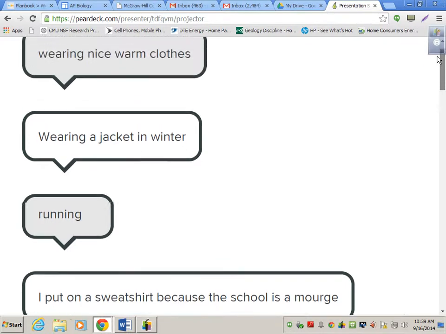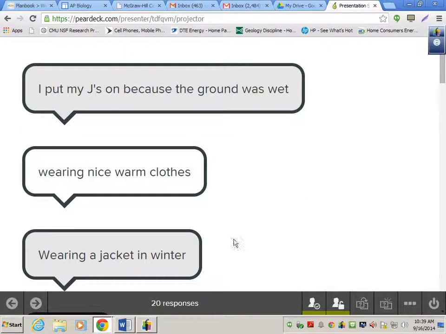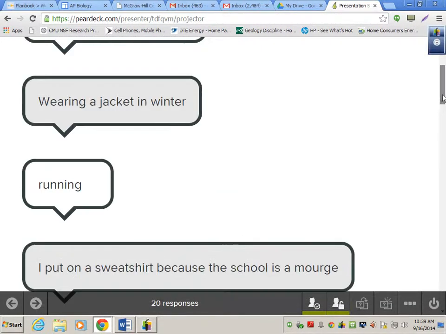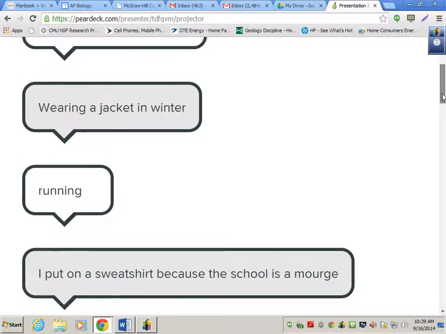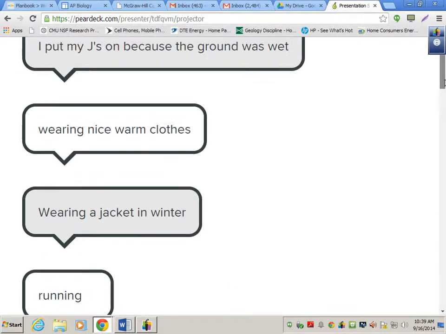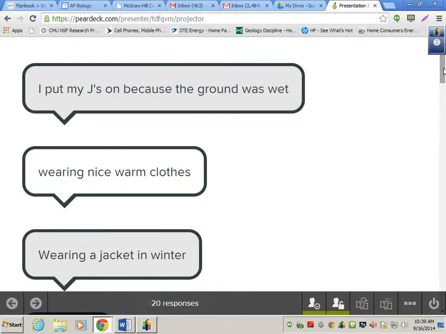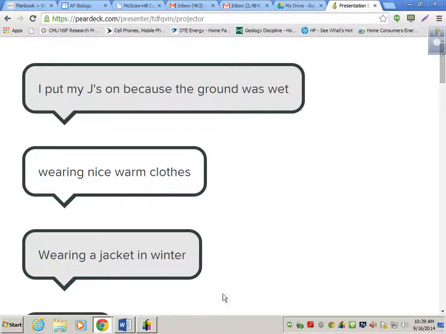So, running. Oh, okay. Yeah, I like running. A cougar comes out and you run, right? Yeah. Respond. Let's respond to your environment. I put jeans on, okay, because the ground was wet.